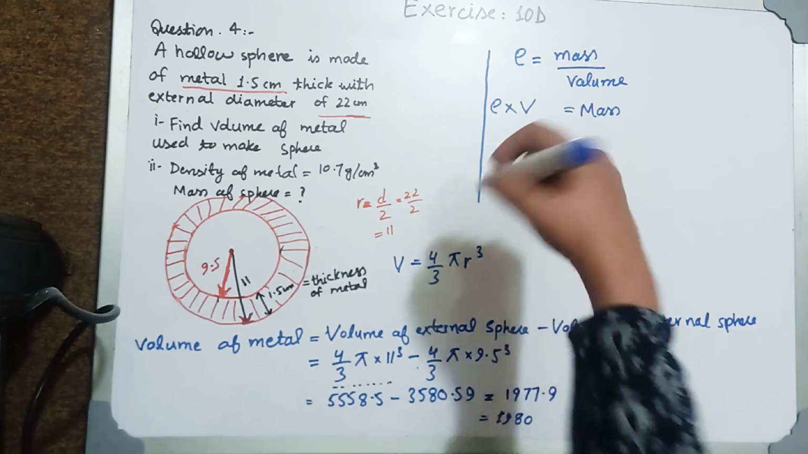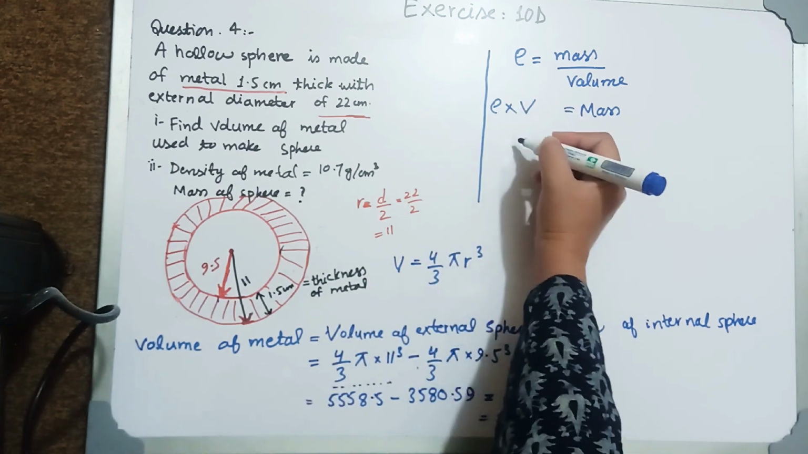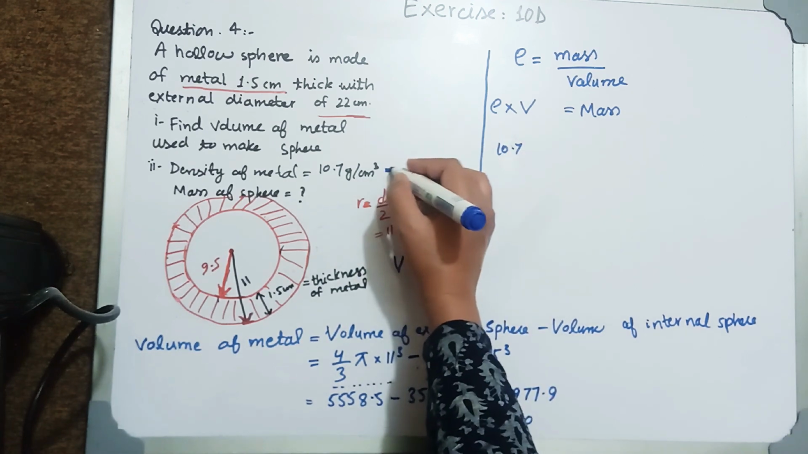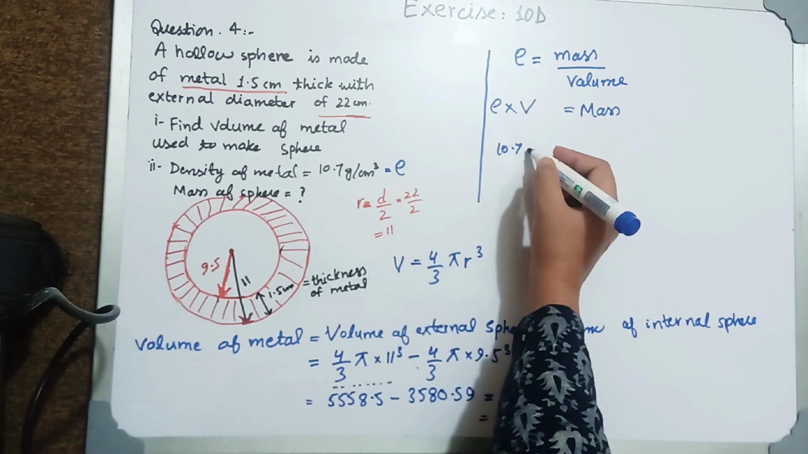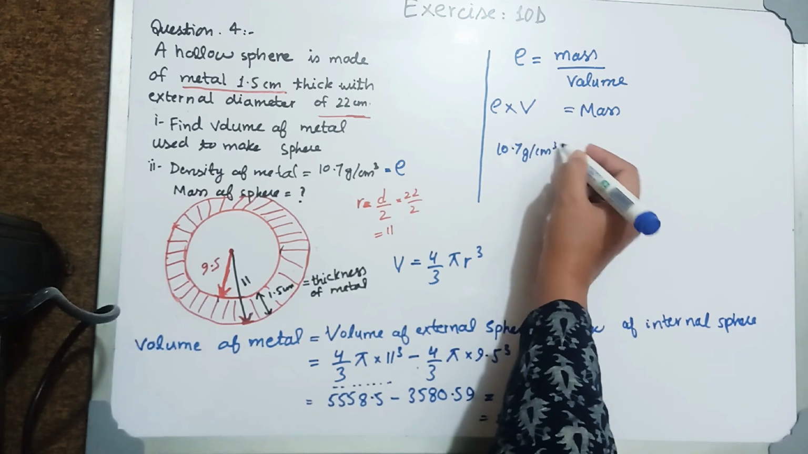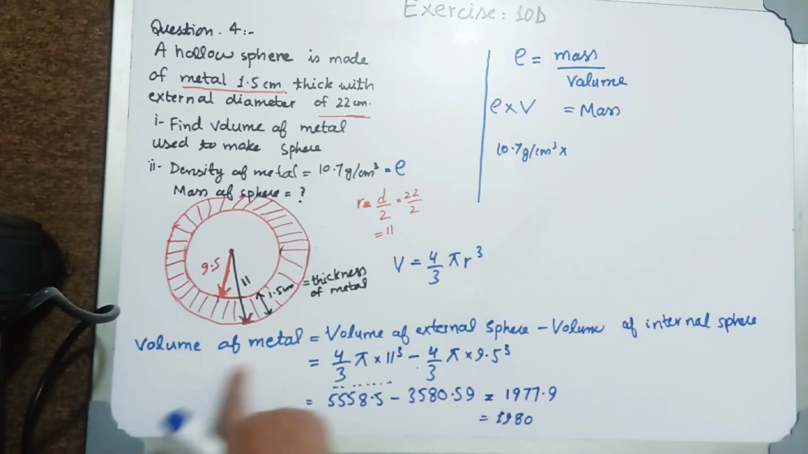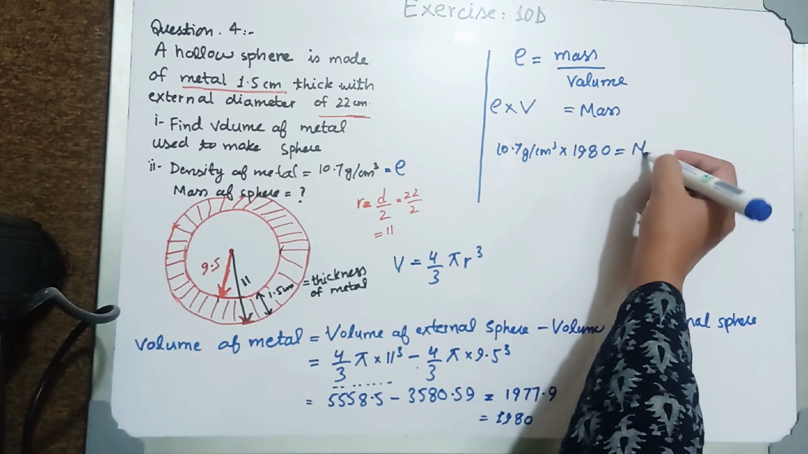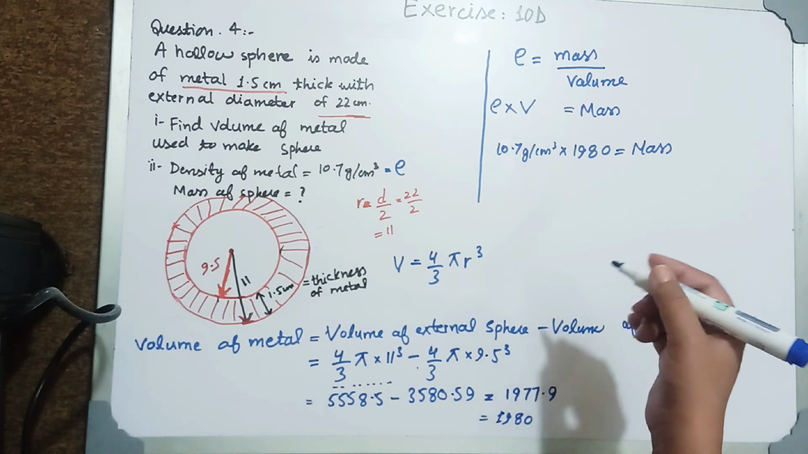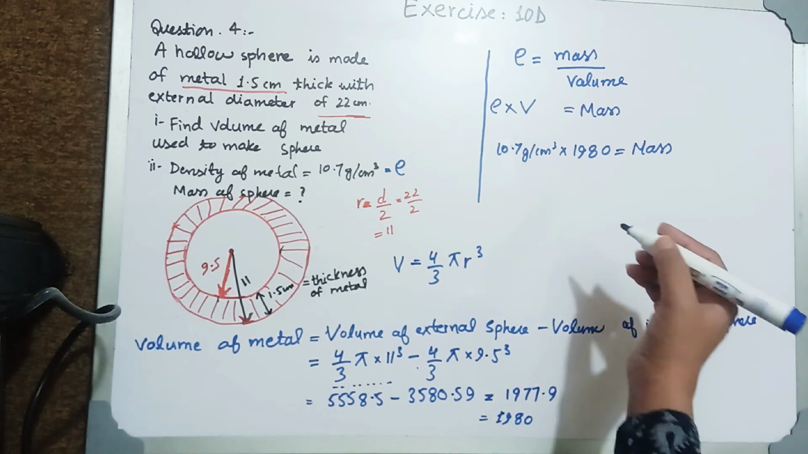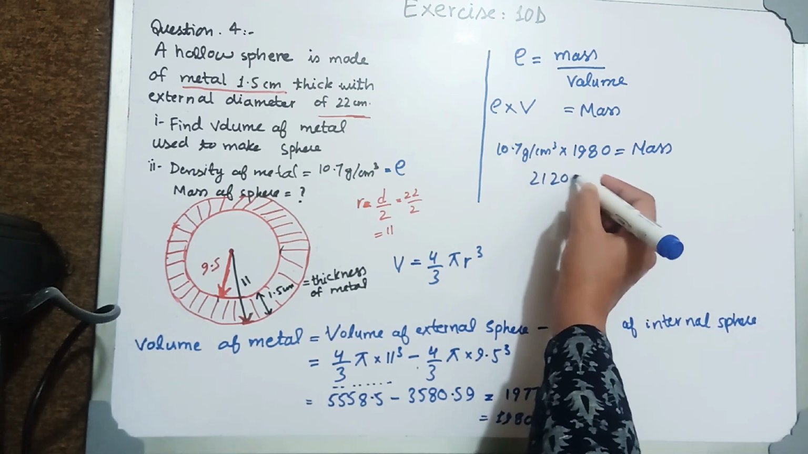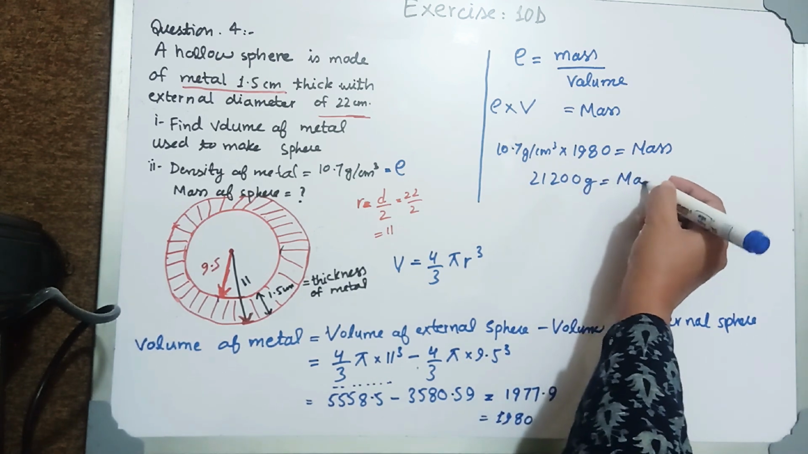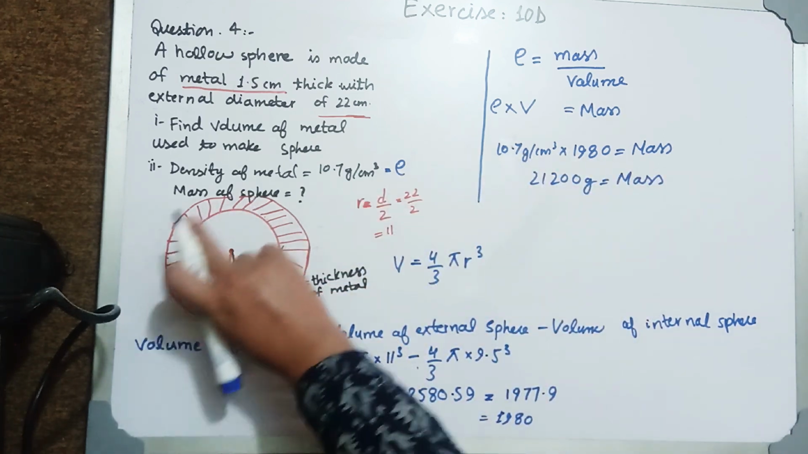Rho is density, right? That is 10.7 as it's given here. 10.7 gram per centimeter cubed into volume, this volume of metal, that is 1980, is equal to mass of the metal, and on multiplying these two terms you will get 21,200 grams, which is the mass of the metal that is used to form this sphere.